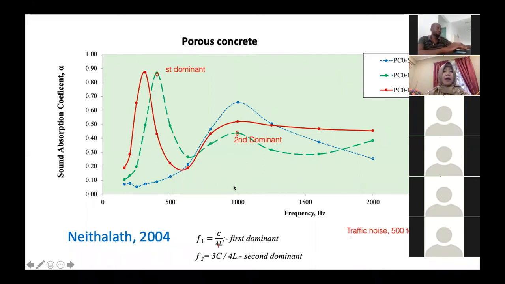Therefore, in order for the engineer, when we want to build a noise barrier, we need to select the material that can reduce the sound at these frequencies. So we need to look at the material that we're going to use. For example, if we want to use porous concrete, we must select the element that can reduce the maximum noise that happens at 500.